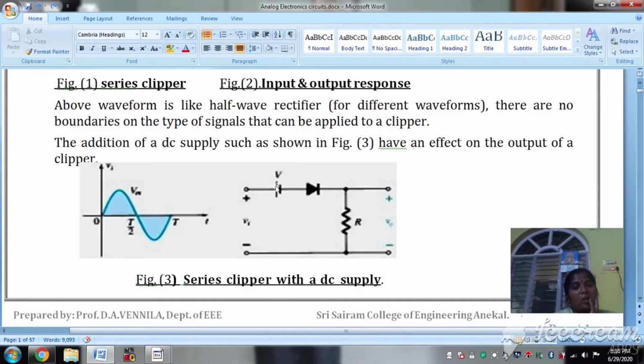Here this negative is connected to the positive. What the DC power supply will do is, this negative will reverse bias your diode. During the positive half cycle, see, this is nothing but your instantaneous waveform.